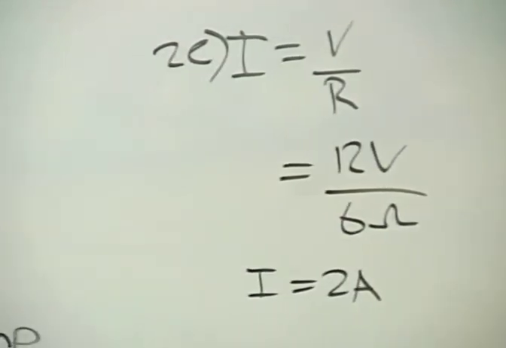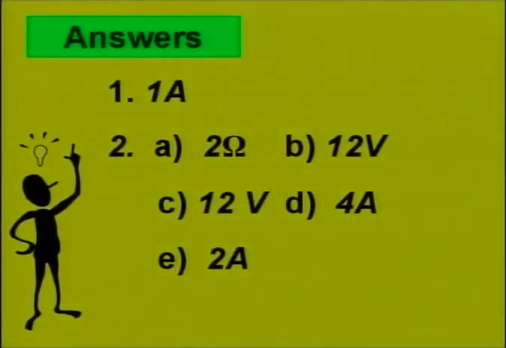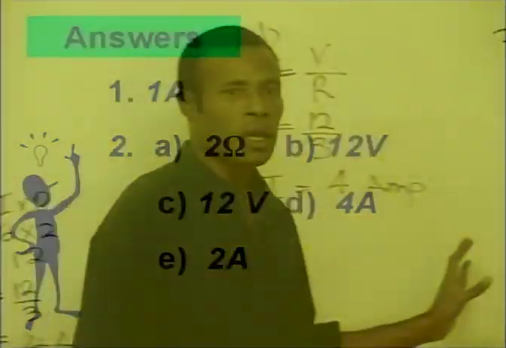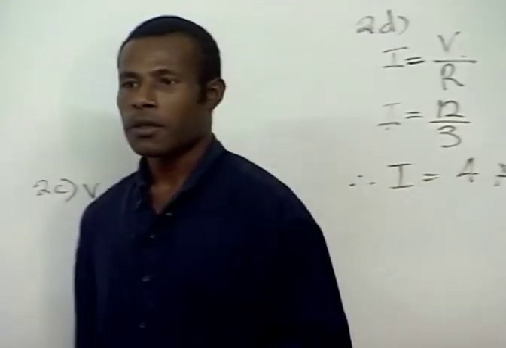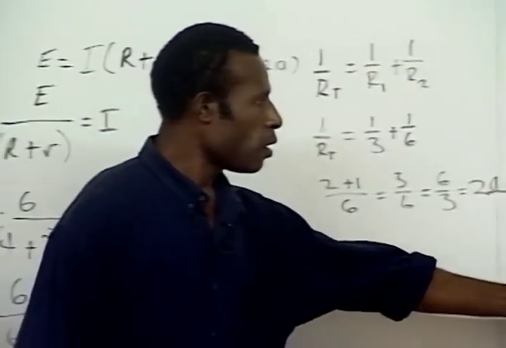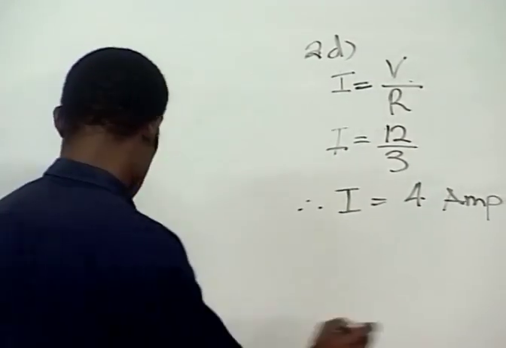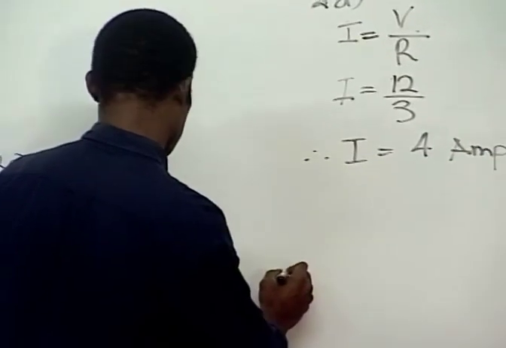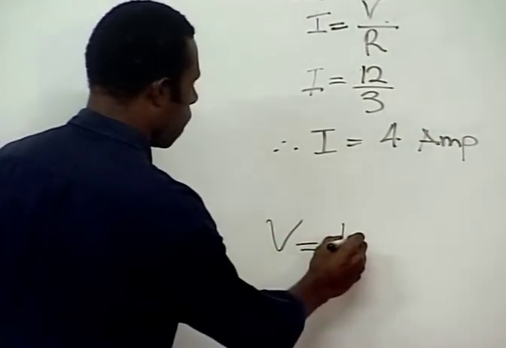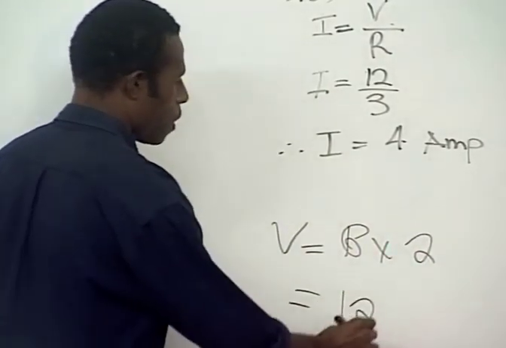When it comes to the 3 ohm resistor, you have less resistance and therefore 4 amps will be passing through. But when it comes to the 6 ohms, there is lots of resistance, so only 2 amps will be passing. But if you want to calculate the voltage, it is the same in all parts of the circuit. Let's find out. So we have V equals I times R, that is 6 times 2. And that gives you 12 volts.